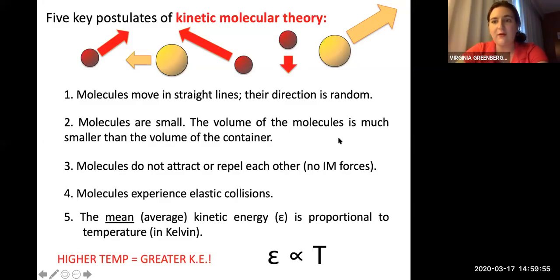Okay, so I just really want to emphasize this idea that temperature is a direct measurement of kinetic energy. And so as one changes, the other is changing along with it.